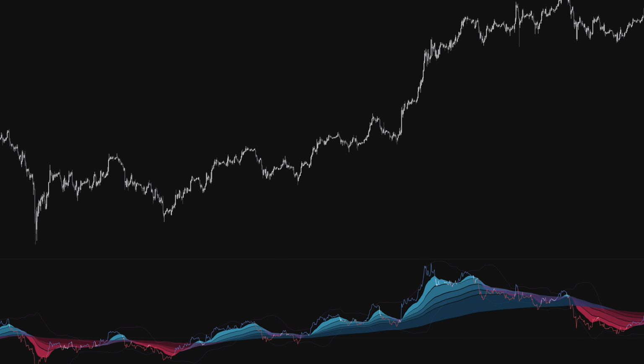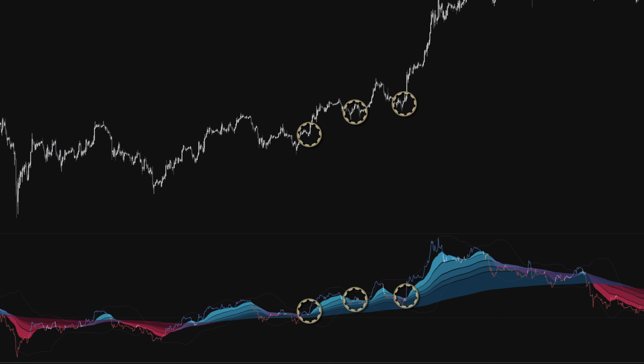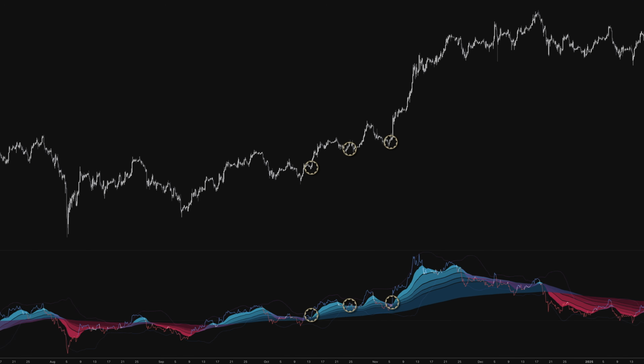Don't just stare at price or RSI. Watch both. When they align, when price retests and RSI rejects the ribbon in the same direction, that's your confluence. That's the signal the market is giving you permission to enter.